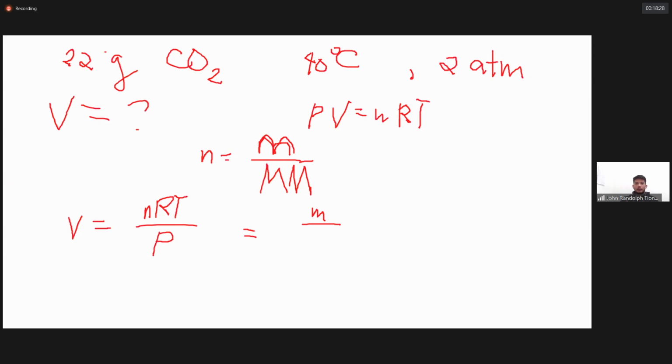Liters yung magiging unit nyo dyan kasi, bakit liters? From the unit of R, liters yung unit doon, di ba? So, pag kinancel mo yung mga units, liter yung maiiwan dun sa R. So, that will be the unit of your volume. So, the answer is, yep. Yes, that's correct, MJ. Ano yung kasunod ng 4?